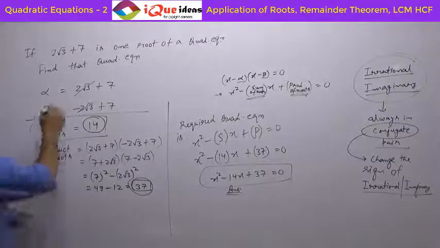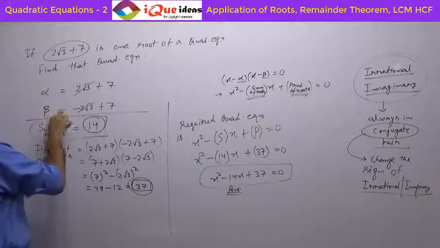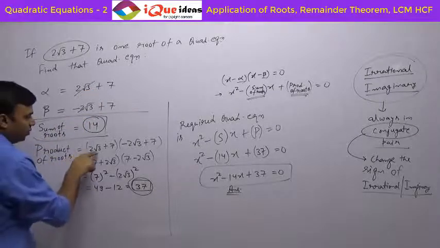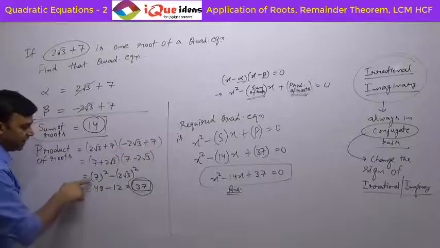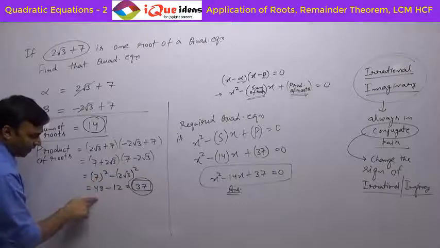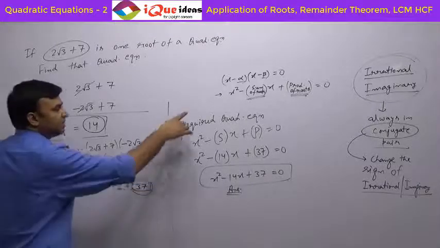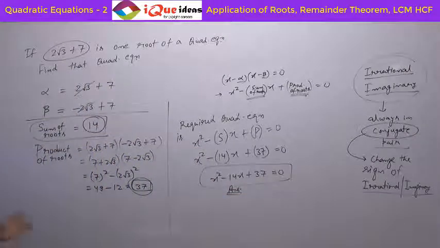Alright, so just be careful: if the roots are irrational or imaginary, only one root is sufficient to be given, because the other root has to be taken as the conjugate pair. Alright, so if one root is given 2 root 3 plus 7, then the other root will be the conjugate of this, that is minus 2 root 3 plus 7. So if you add them, you will get 14. If you multiply them, you will get (2 root 3 plus 7) into (minus 2 root 3 plus 7), which is (7 plus 2 root 3) into (7 minus 2 root 3), which is 7 square minus (2 root 3) square. 7 square is 49. (2 root 3) square will be 4 into 3, that is 12. 49 minus 12 is 37. The answer of this question will be x square minus 14x plus 37, that is equal to 0.